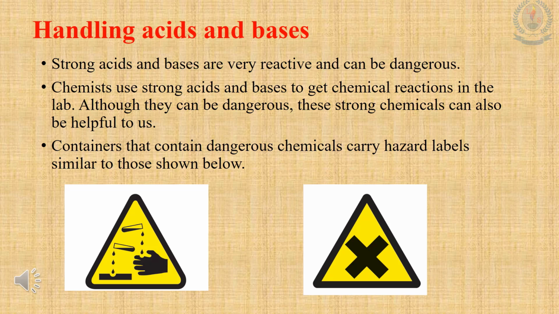Hazard symbols are designed to provide a warning even if a person cannot understand the writing. Hazard symbols are used on containers. They are there to indicate the dangers associated with the chemical inside. And they also give information about how to work safely with the chemical.